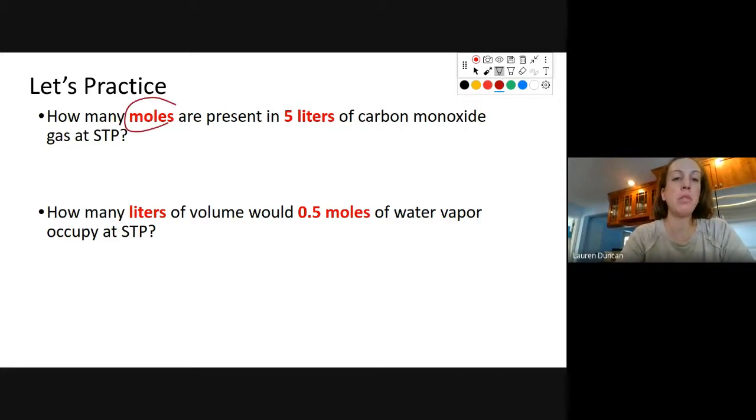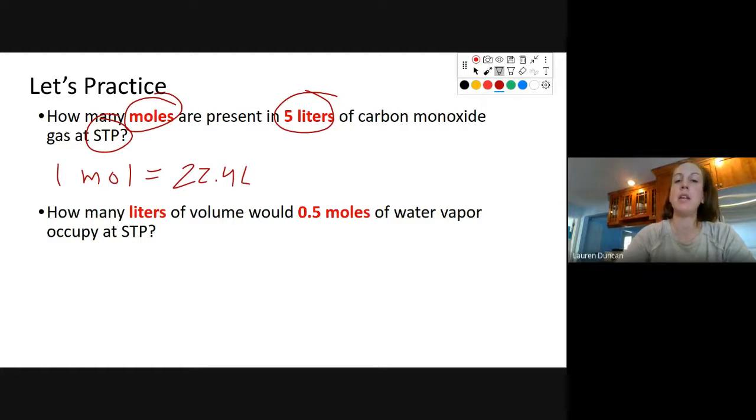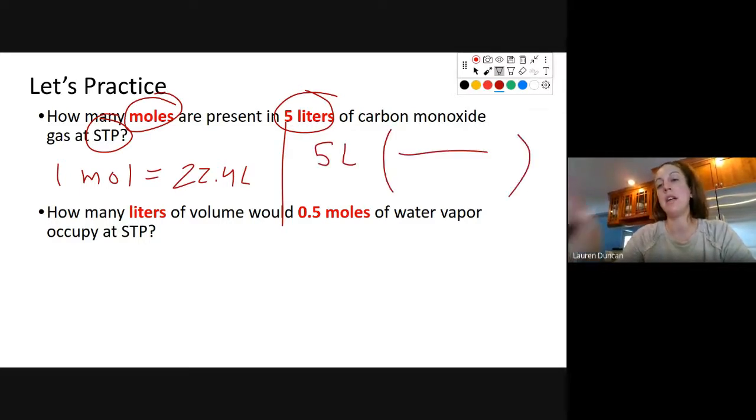How many moles are present in 5 liters of carbon monoxide gas at STP? As soon as we see that the gas is at STP, we know we can convert the moles of gas to liters using the relationship that 1 mole of any gas at STP occupies 22.4 liters of volume. In this case, I'm going to convert liters to moles, the opposite of what I just did. You might realize you need to divide the 5 liters by 22.4. If not, use a dimensional analysis setup.